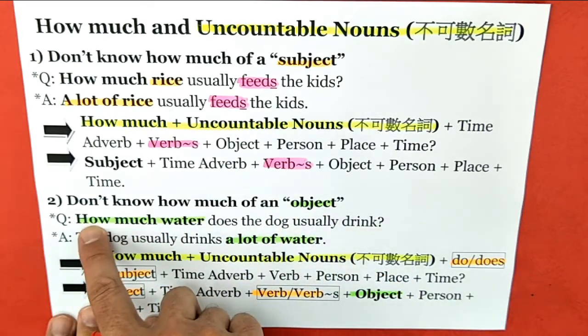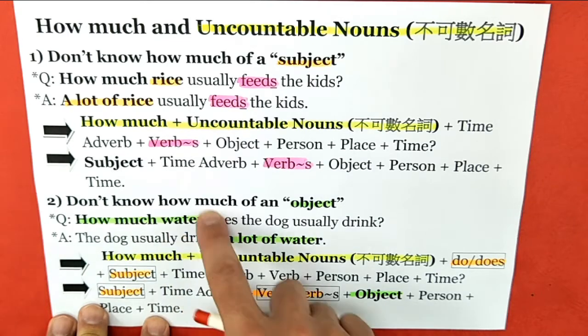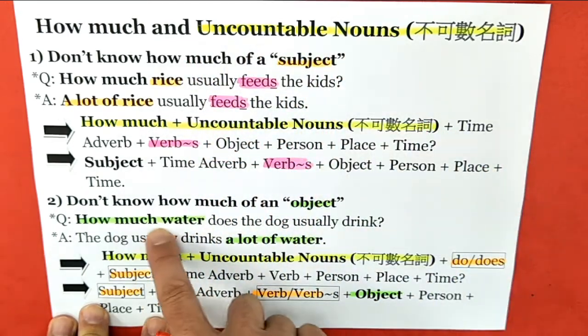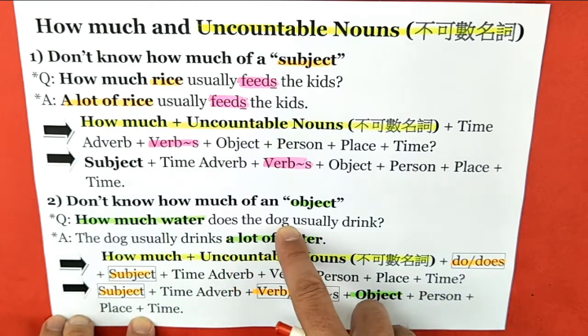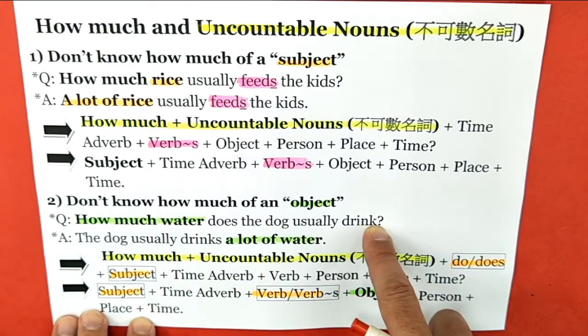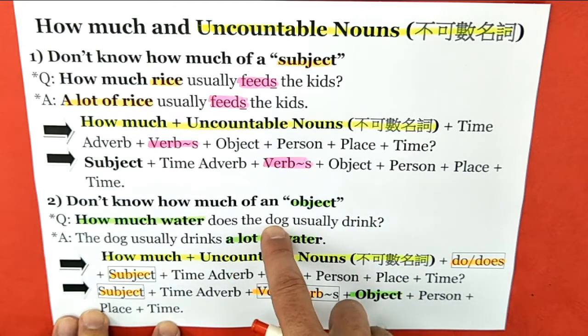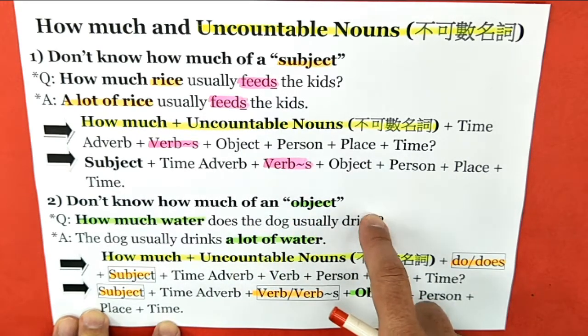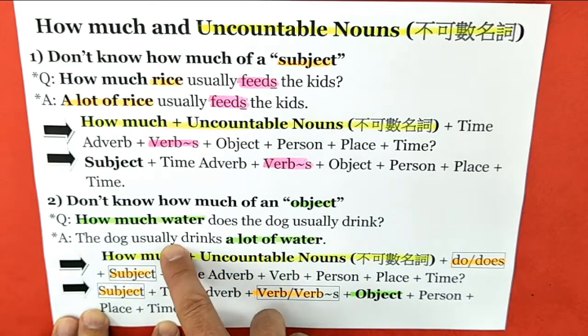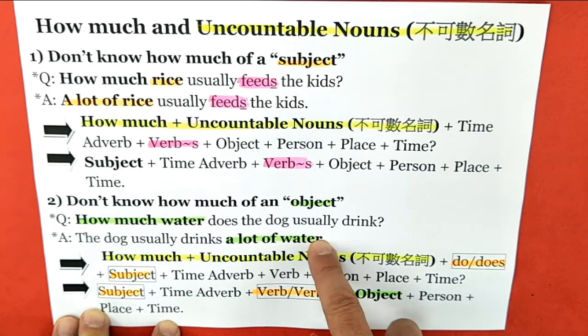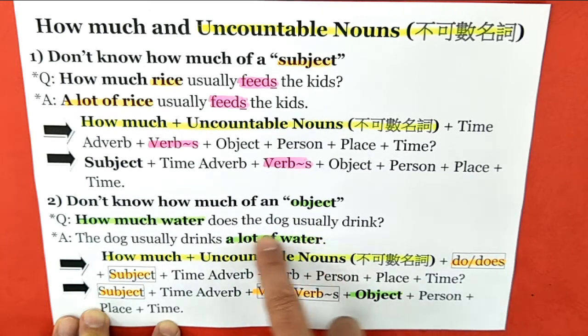Okay, let's look at the example. How much water? Water is an uncountable noun. How much water does the dog usually drink? The dog is the subject, right? The dog is doing the drinking. The dog usually drinks a lot of water. That's the object. That's the answer, the object.